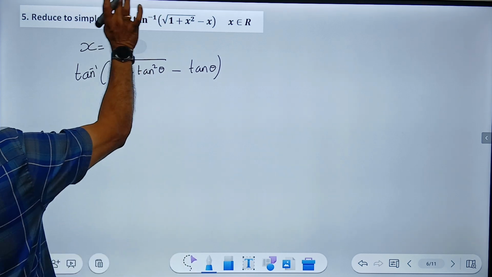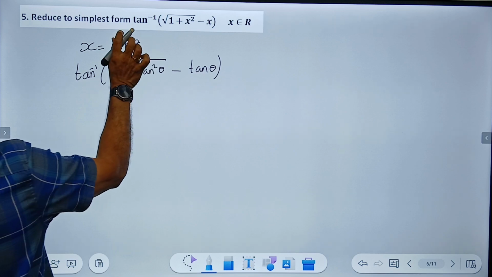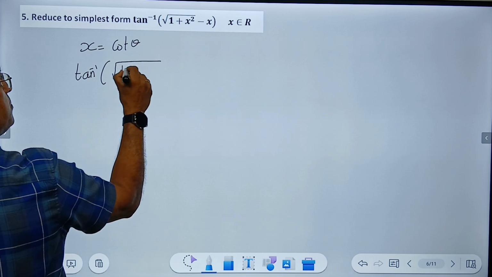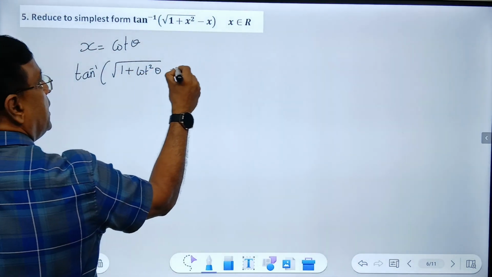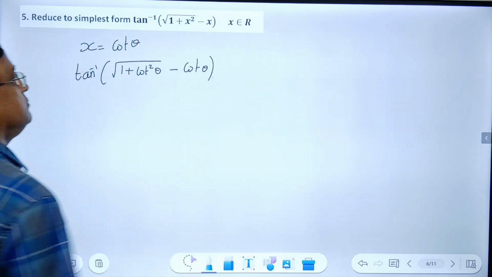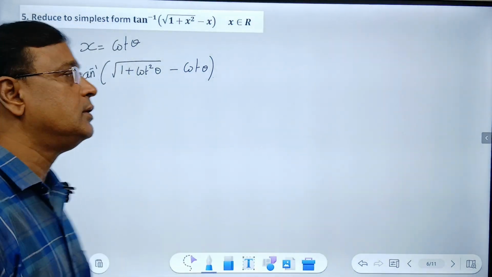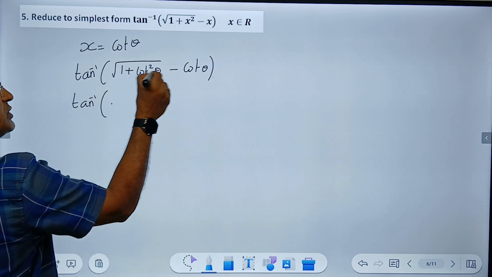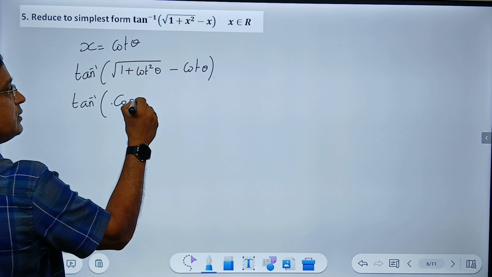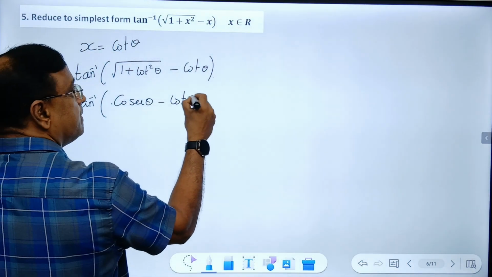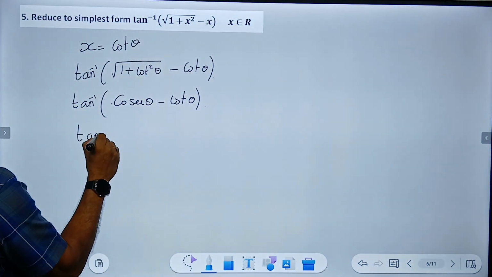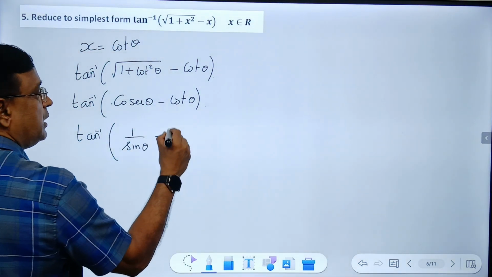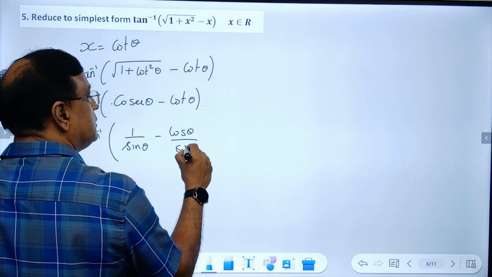I prefer to put cot, that makes it a little easier. If you put tan also, you will get the answer. You get 1 plus cot square theta minus cot theta. You try for tan, it will definitely work. This is tan inverse of, what is 1 plus cot square? Root of cosecant square. Root of cosecant square is cosecant theta. Correct? So this will be tan inverse of, convert everything to sine and cos, 1 by sine theta minus cos theta by sine theta.